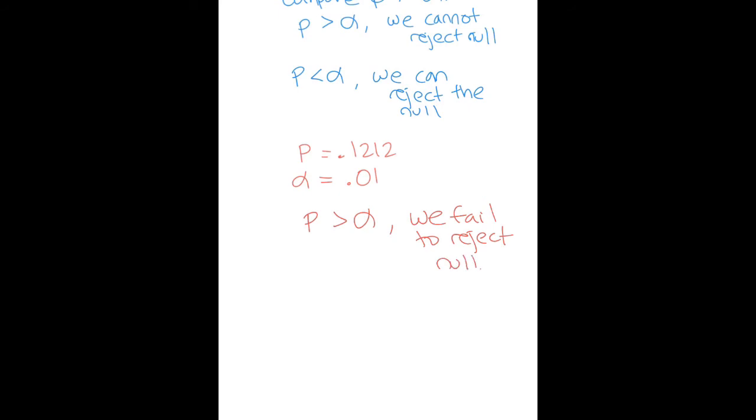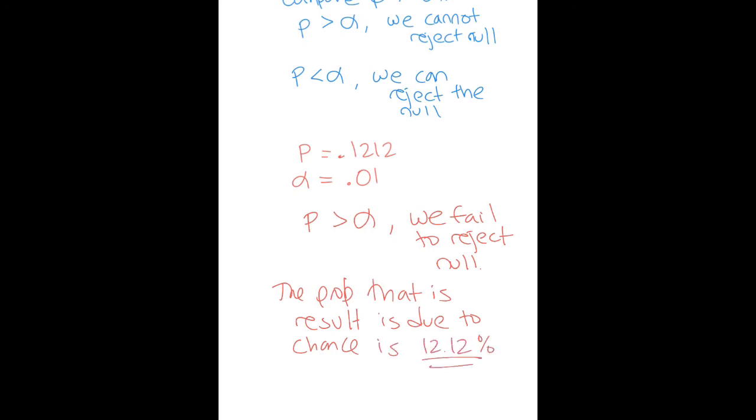Or in other words, the probability that this result is due to chance is 12.12%. And that's too high when it comes to production.